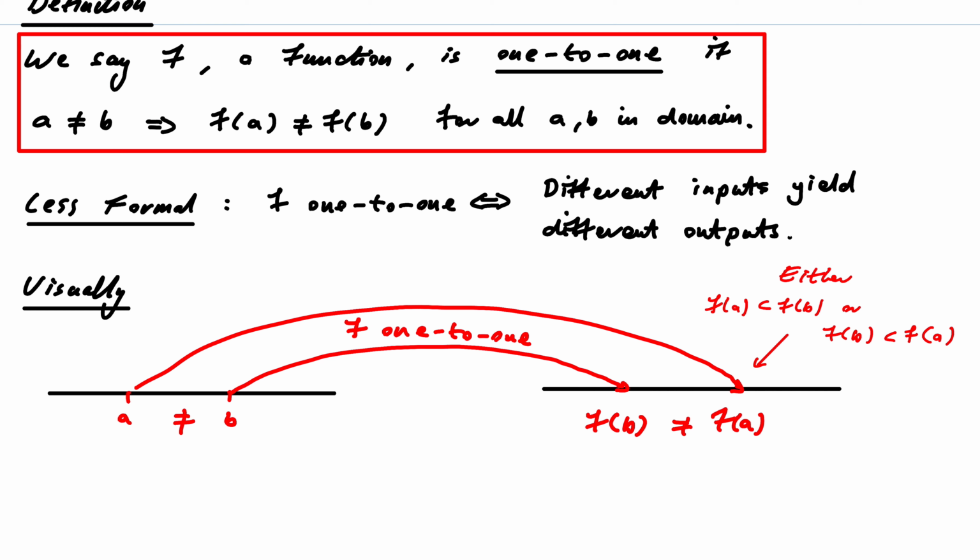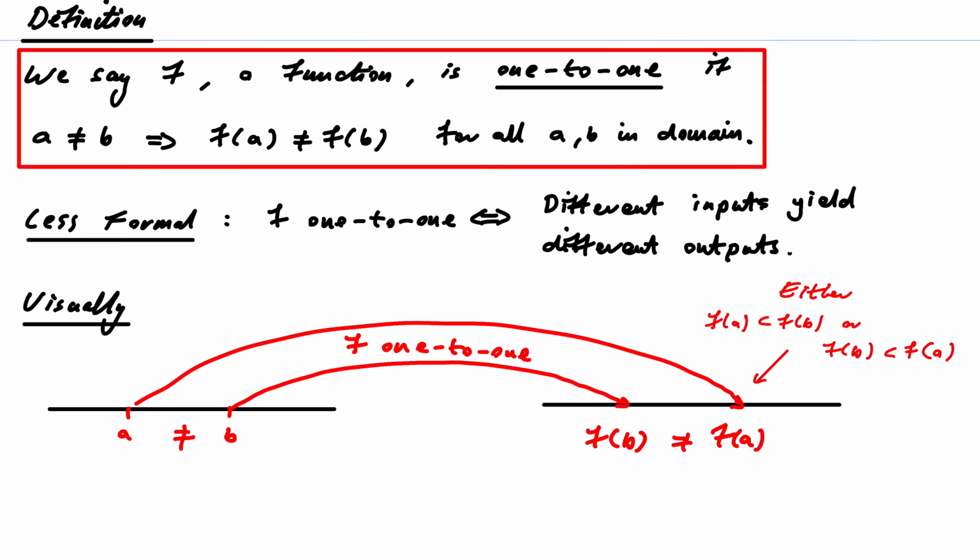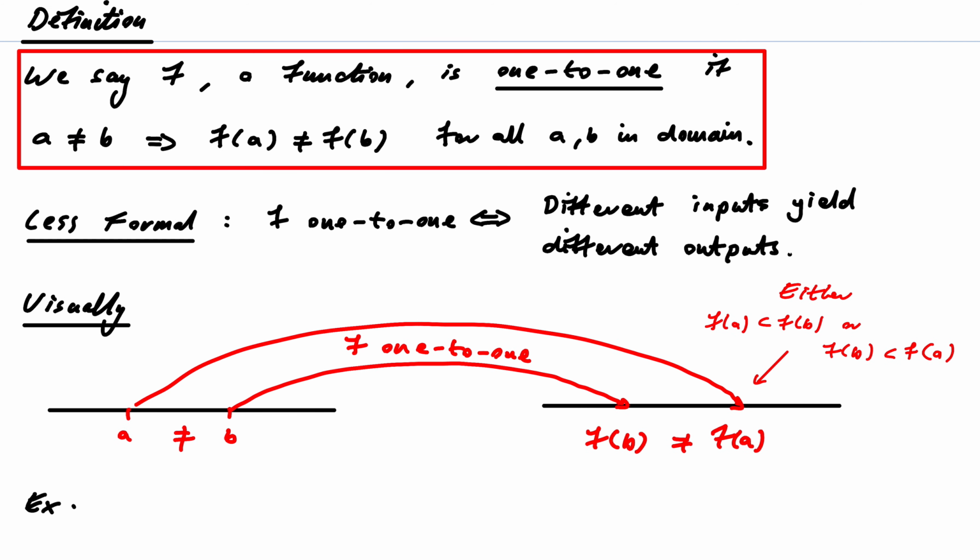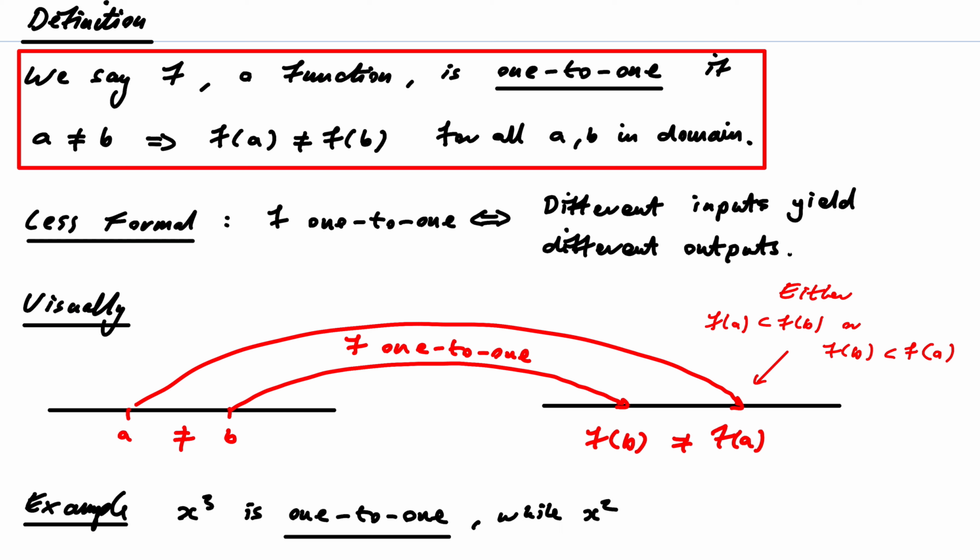So as an example, we've just seen one essentially. Example, x cubed is 1-to-1, while x squared is not. Okay, just by example, right? If I take -1 and 1, both of those map to the same thing, so you're not 1-to-1.